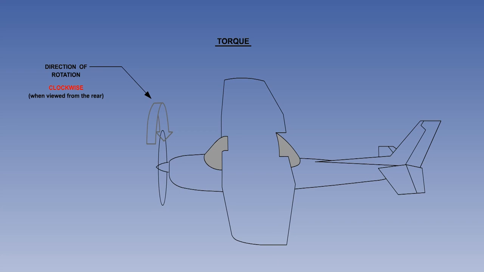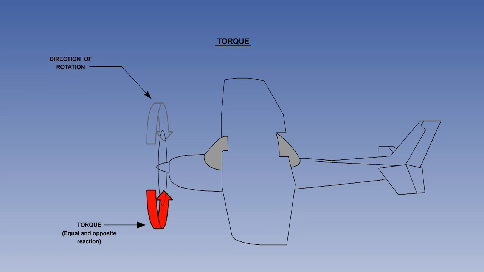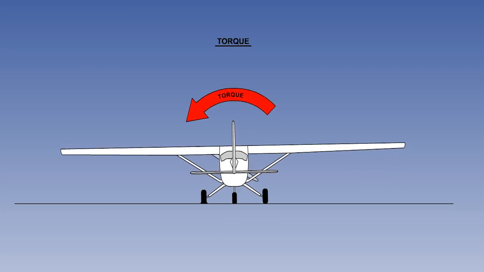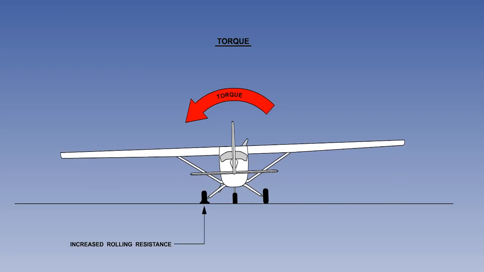The first turning effect we will look at is torque reaction. Because the propeller is rotated clockwise by the engine, an equal and opposite reaction, called torque, will give the aircraft a left rolling moment. During the takeoff roll, the left rolling moment will apply a greater download to the left wheel. The increased rolling resistance from the left wheel will give the aircraft a left yawing moment.